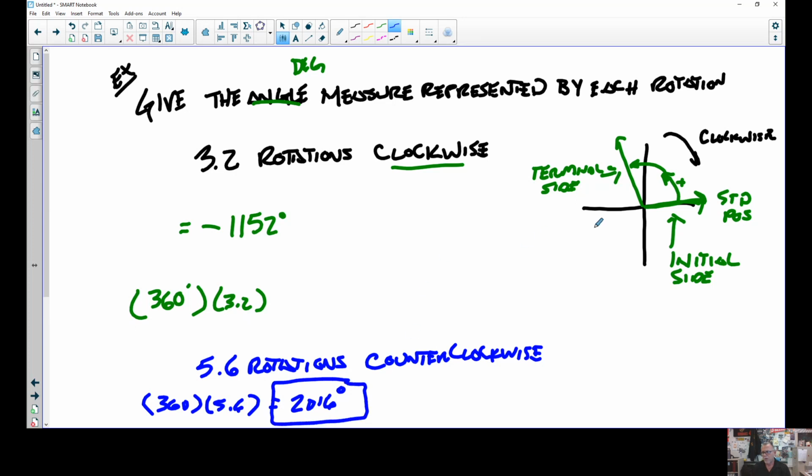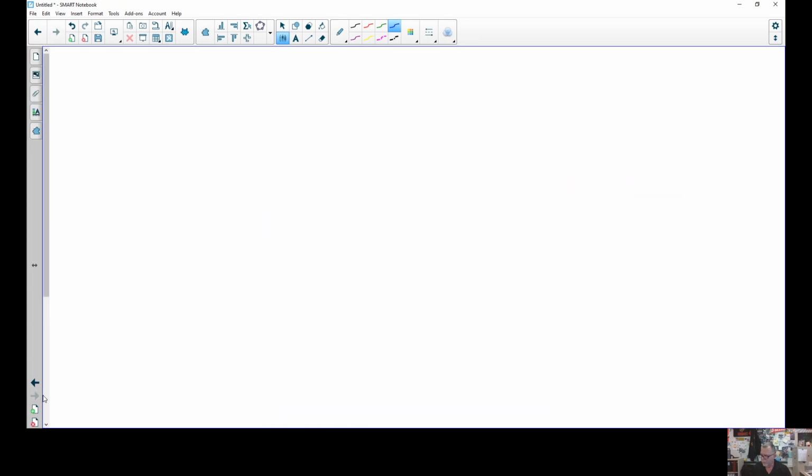So again, we're introducing some new concepts in terms of the words that we're using: an initial side, a standard position angle, right? A standard position angle starts on the positive x-axis with its initial side. If it's rotating in the positive direction, it's rotating counterclockwise, until it hits its terminal side. Okay, so that's one new concept.